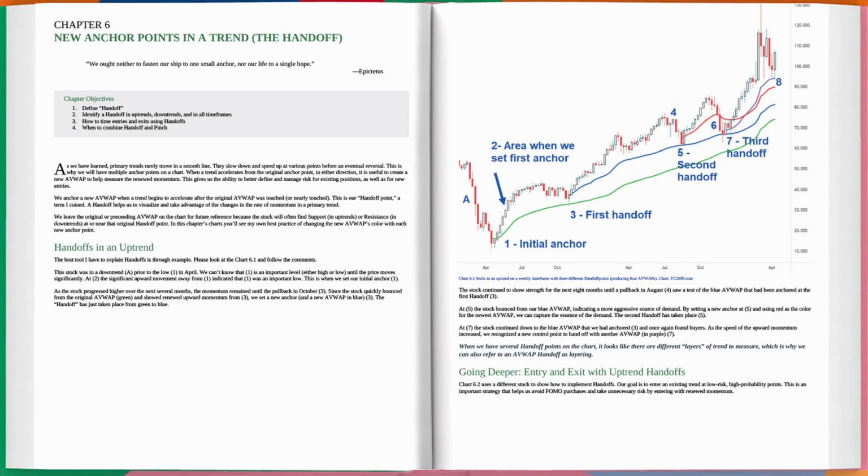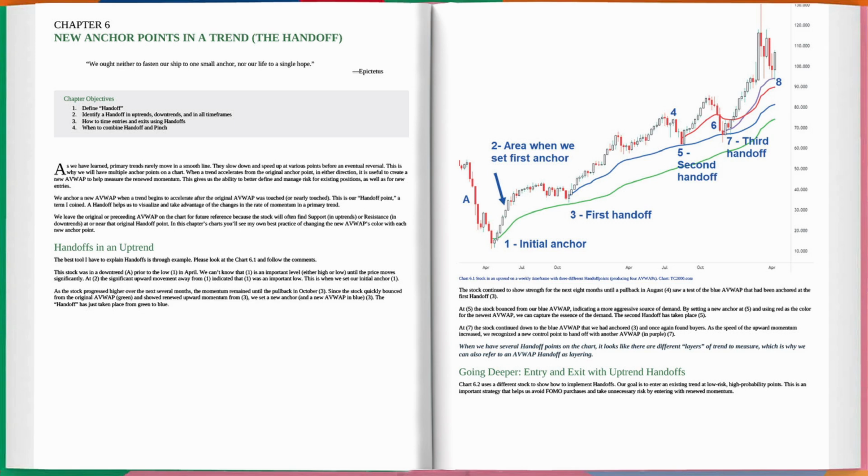As the stock progressed higher over the next several months, the momentum remained until the pullback in October, 3. Since the stock quickly bounced from the original AVWAP, green, and showed renewed upward momentum from 3, we set a new anchor and a new AVWAP in blue, 3. The handoff has just taken place from green to blue. The stock continued to show strength for the next 8 months until a pullback in August, 4, saw a test of the blue AVWAP that had been anchored at the first handoff, 3. At 5, the stock bounced from our blue AVWAP, indicating a more aggressive source of demand.